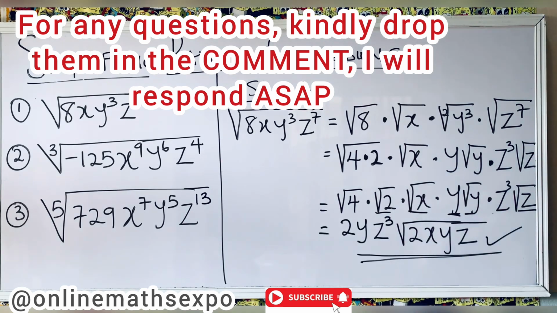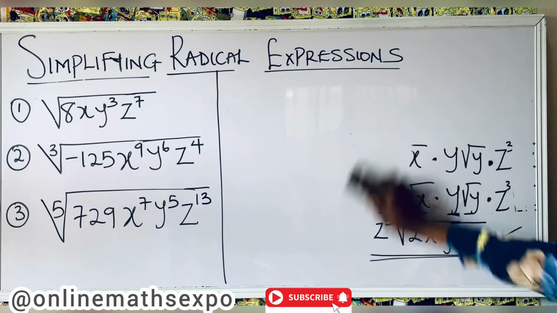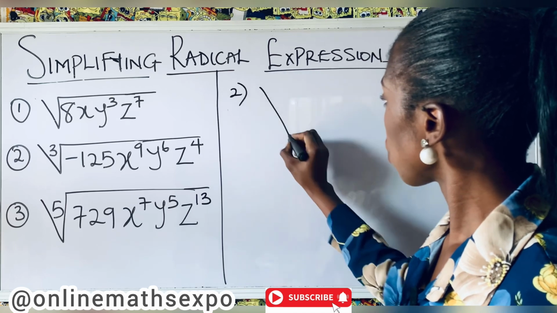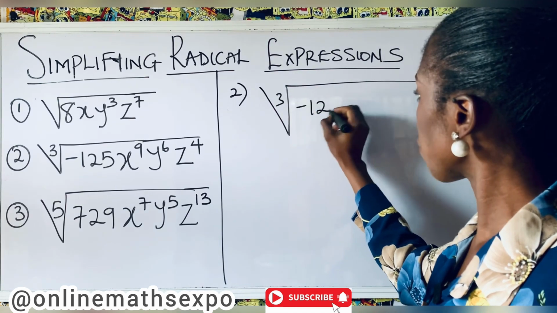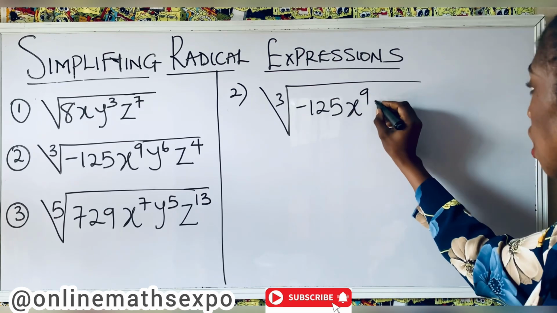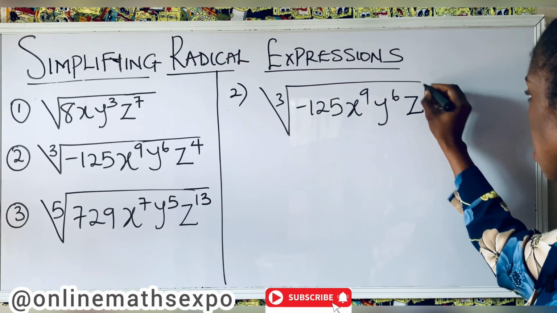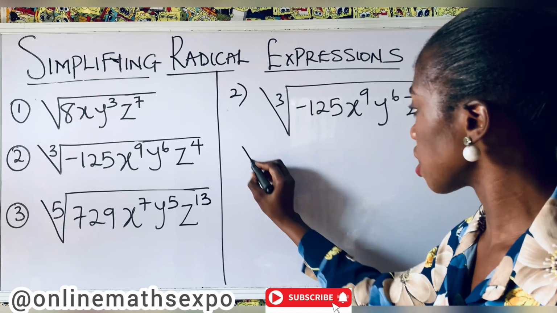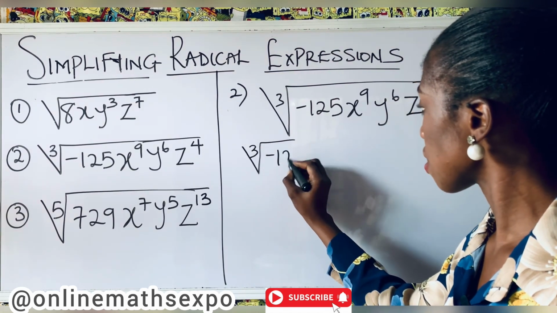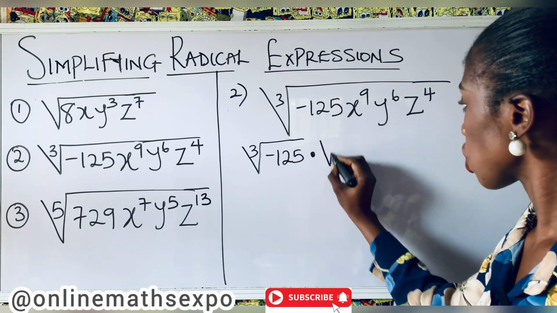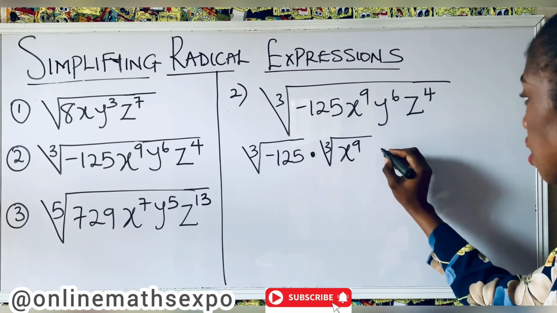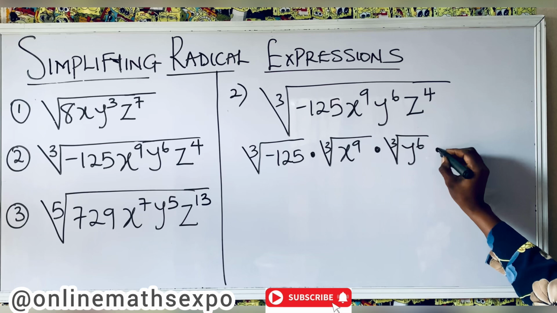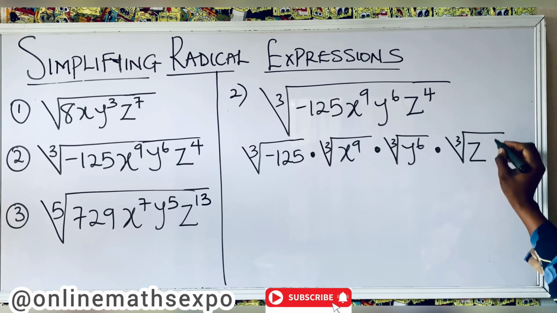Now let's look at question number 2. For number 2, what we have there is the cube root of negative 125 x to the 9th, y to the power of 6, and z to the 4th power. So what you do is, you can choose to split this. We have this, multiplying the cube root of x to the 9th, multiplying the cube root of y to the 6th, multiplying the cube root of z to the 4th.